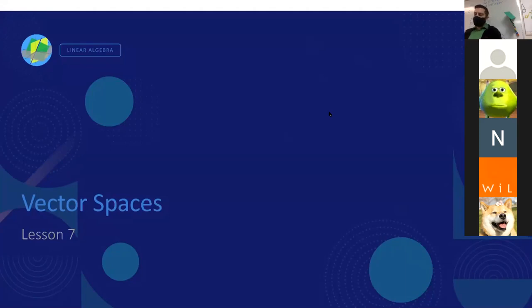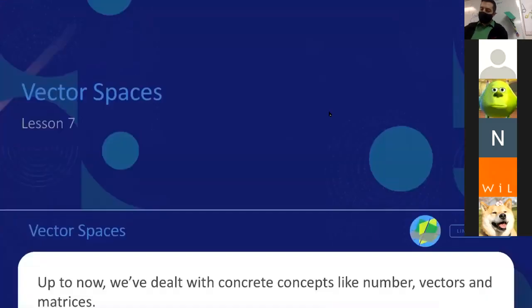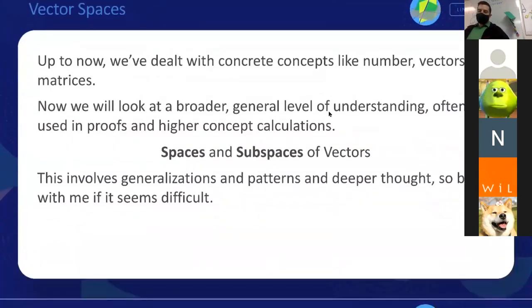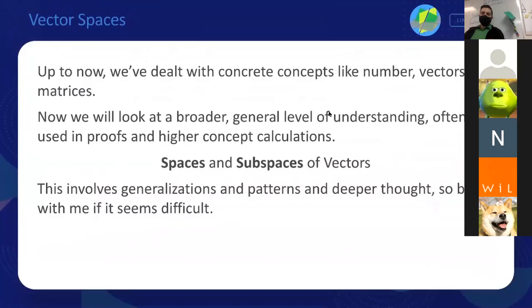Vector spaces are a big topic in upper level math in general. So some of what we do today wouldn't necessarily directly apply to linear algebra. At the end, we'll do one of the ways it applies to us. But really, it's a much more general, broad idea of vector spaces. So it's not going to be a lot of concrete stuff like doing stuff with numbers. Not even numbers in a vector or a matrix. It's going to be a really general level of understanding. Vector spaces involve generalizing patterns and things like that.